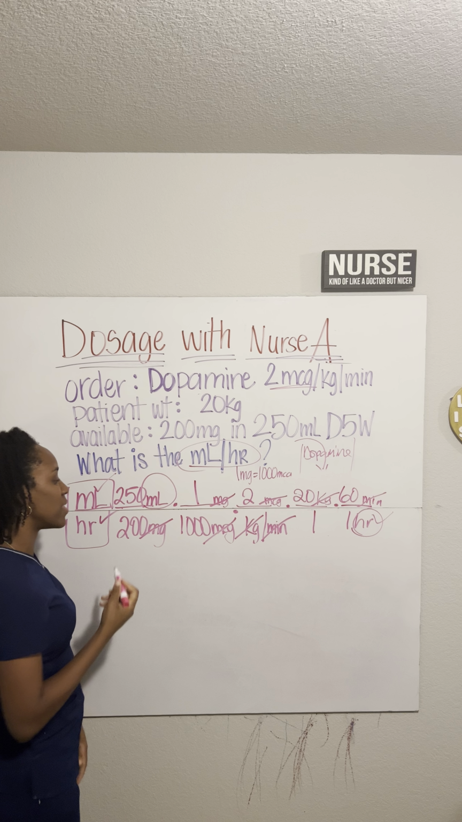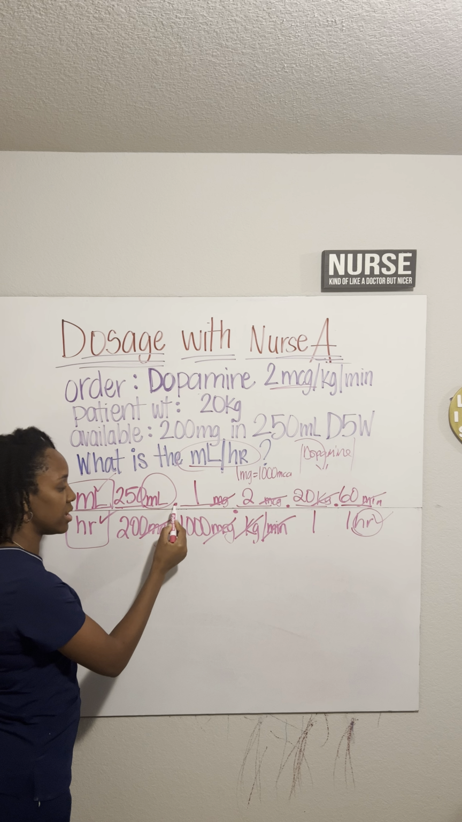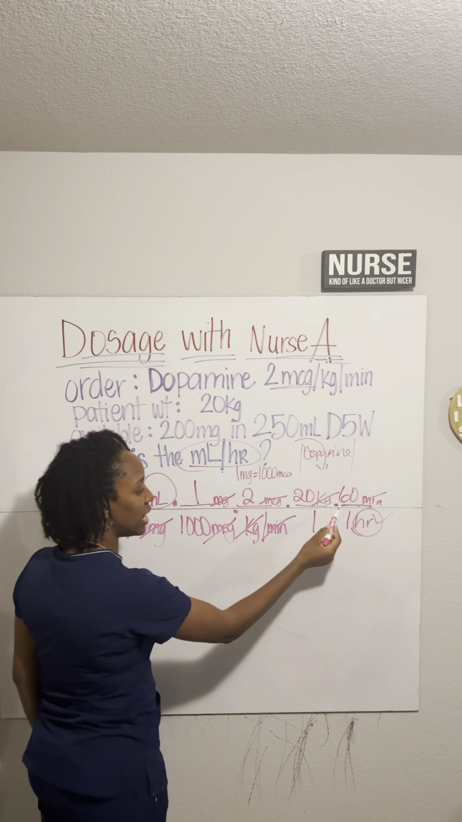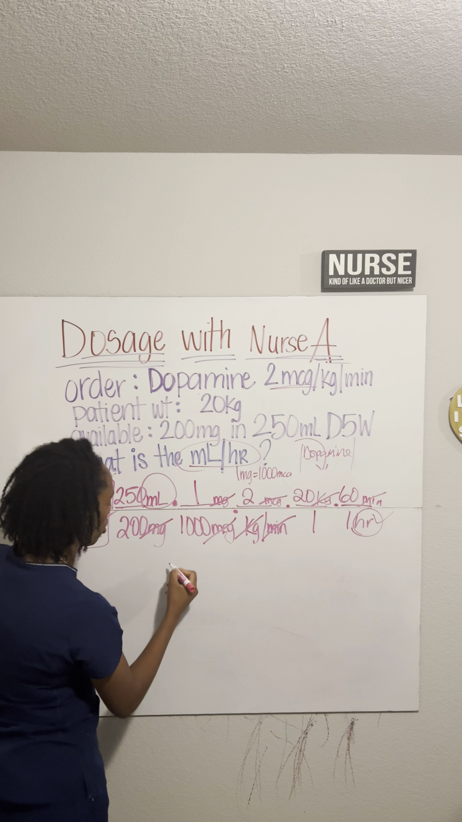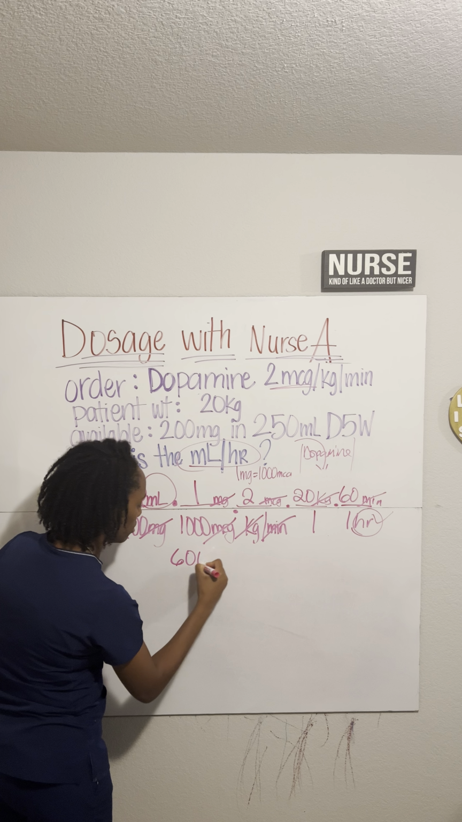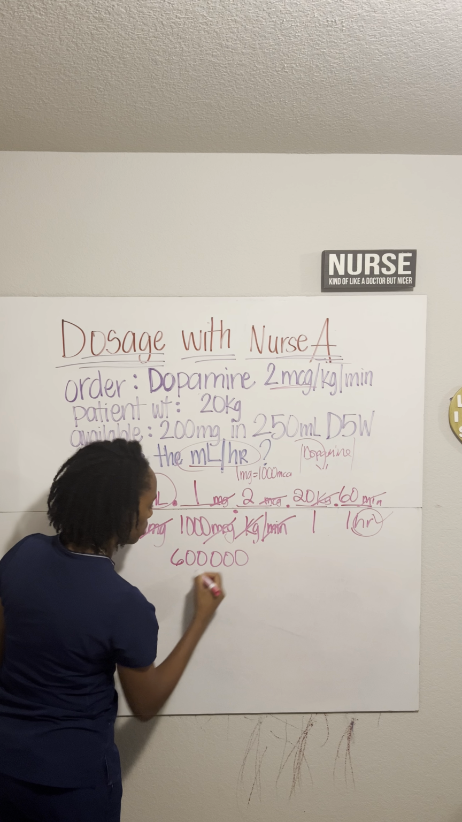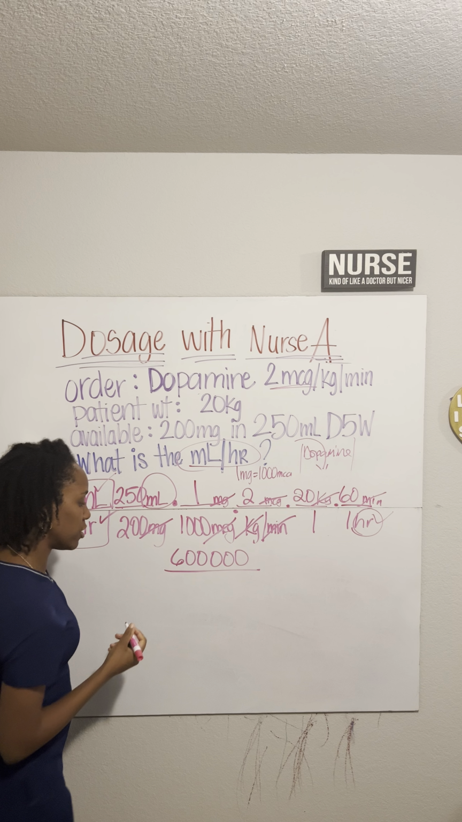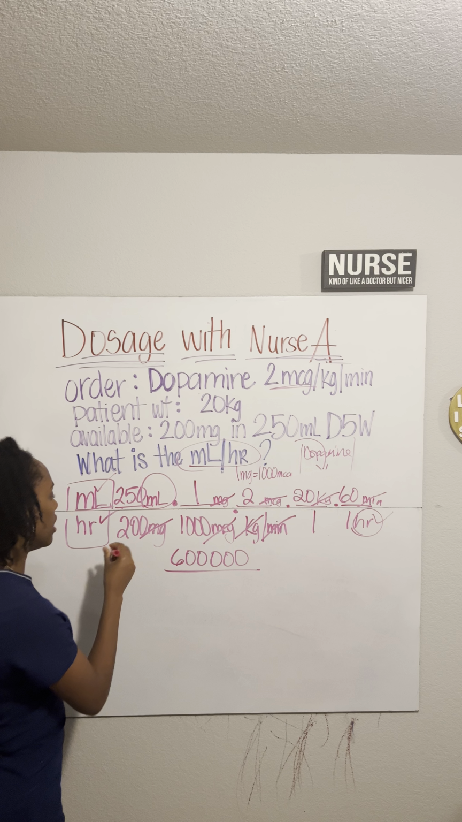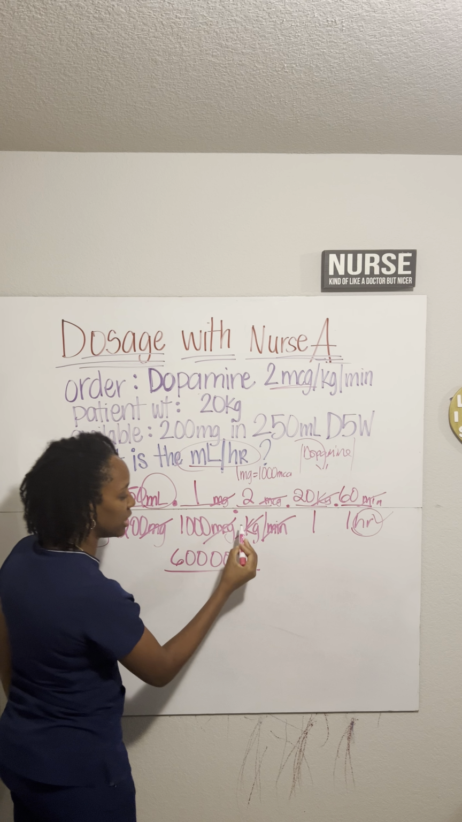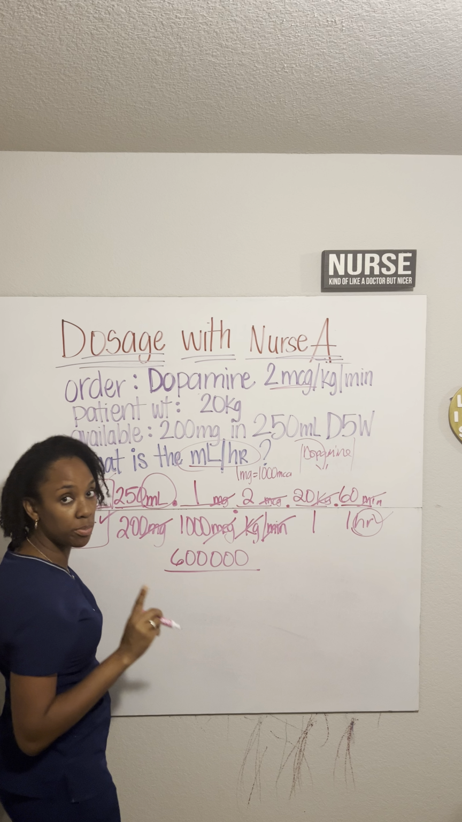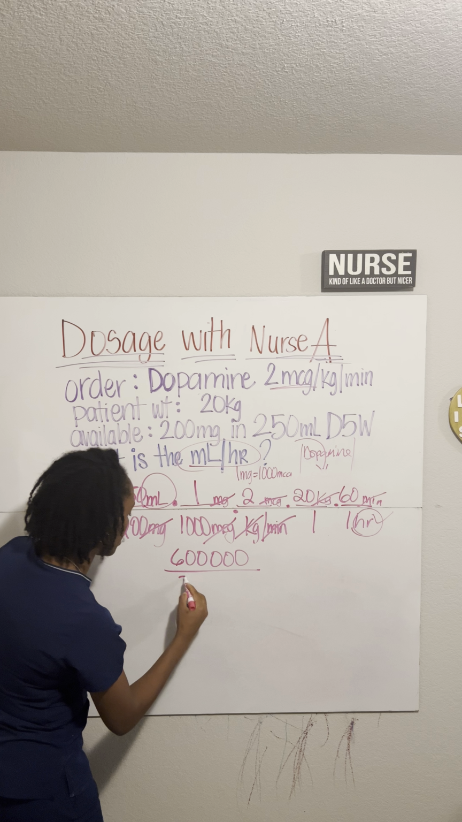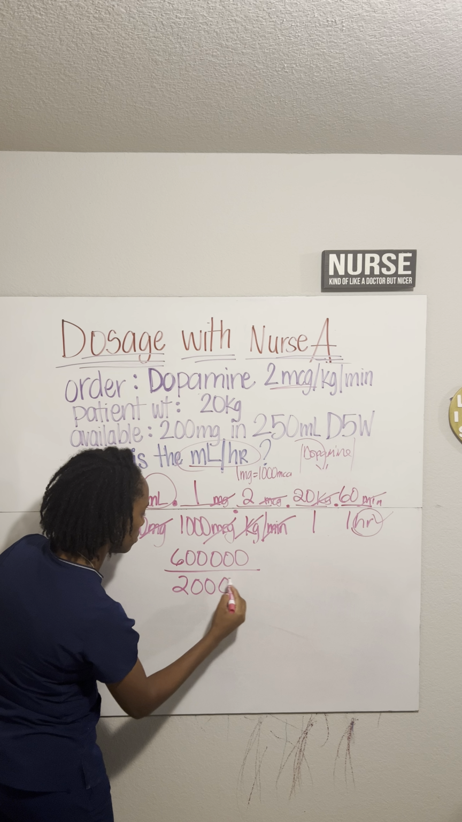The next step after that is we're going to multiply 250 times 1 times 2 times 20 times 60, which will give us a total of 600,000. So that's 5 zeros up there, 600,000. Then we multiply 200 times 1,000. If there's nothing in front of this, it's just simply 1 times 1 times 1 times 1. All right. So that's going to give us 200,000.